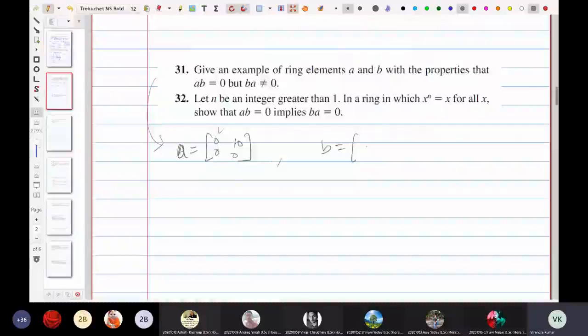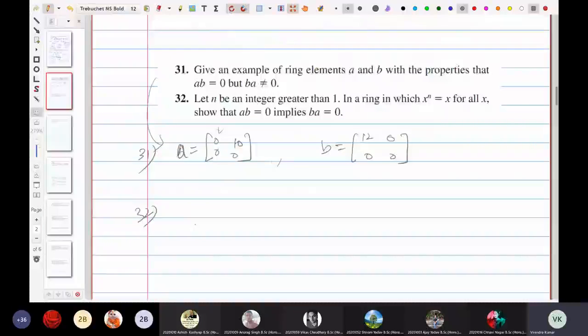Then you need to make the second row 0. You can take it like this. Okay, fine. So you can take the product AB, which is 0, and then BA is not 0. B times A is non-zero. This is question number 31.